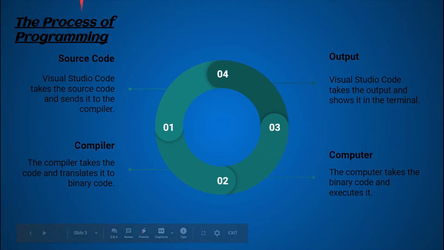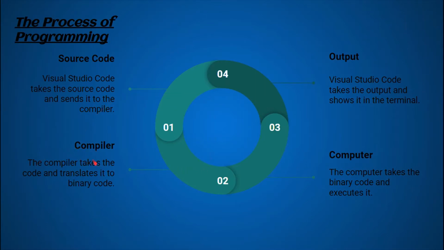Okay, so the code we write goes through a process called the process of programming. All of this can also be called the 4 C's of programming, as I like to call them. I haven't labeled them that way, but they could be visualized as that. Code, compiler, computer, console. Well, in this case, the console is a terminal, but we'll get to that later. First, we have the source code. The source code is what we write into Visual Studio Code, and Visual Studio Code reads that and sends it to the compiler. And now, that takes us to step 2.